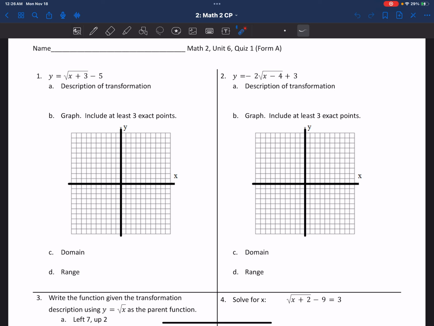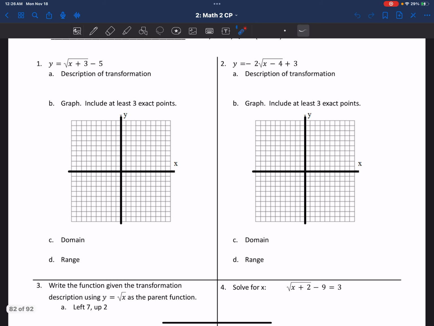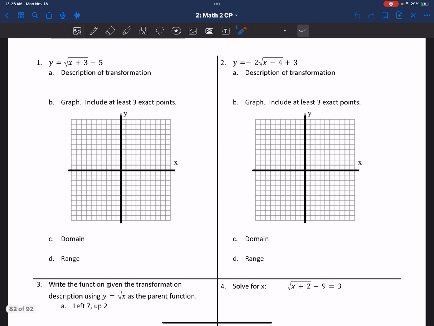For graph, you need to include at least 3 exact points. So don't just go, oh, I think it's like that. Okay, we need exact points. At least 3. And your hint, I would definitely use the anchor point as one of those. Domain, remember, are your X's. Range are your Y. So be careful with that and make sure you're looking at your notes for 6.1 to help you. And you're going to do the same thing over here.